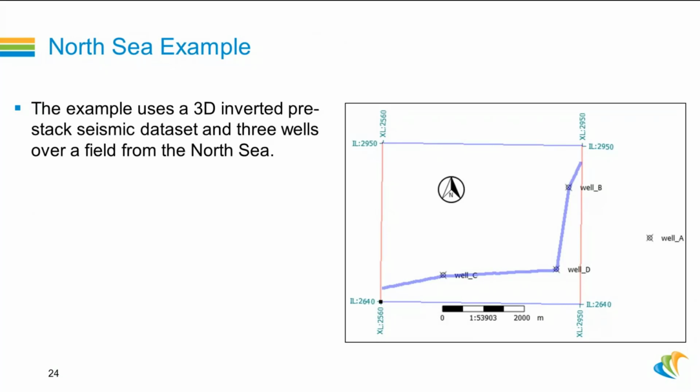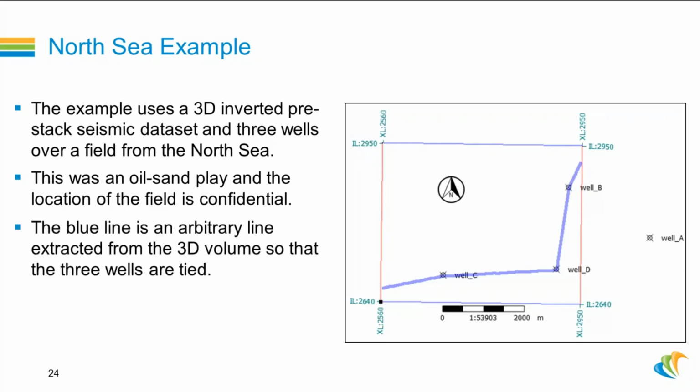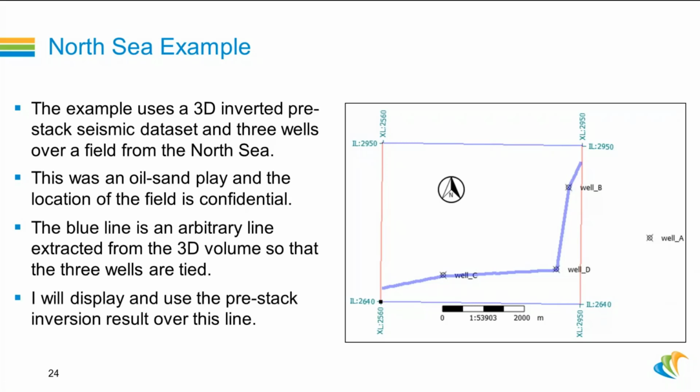And this example used a 3D inverted pre-stacked seismic data set and 3 wells over a field from the North Sea. Actually, there is a 4th well, well A, but it was outside the seismic volume. So this was an oil sand play and the location of the field's confidential. And the blue line, which you can see here, is an arbitrary line that I extracted from the 3D volume so that I tied the 3 wells together. So let's have a look at this inversion.